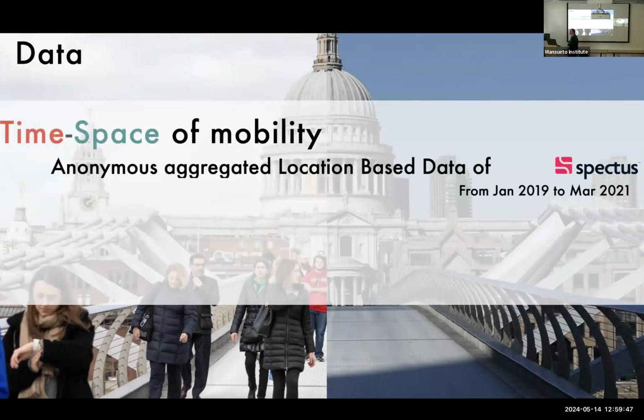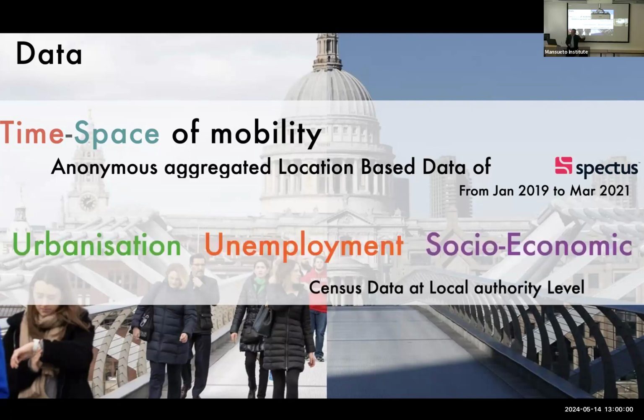And so the data that we use is always mobile phone data. We have similar data to what we discussed before, but we will use it with a higher granularity. Stay with me a couple of minutes. Then we couple the information with these three datasets from the census at local authority level in the UK. Local authority level is something like 10,000 people, size-wise.